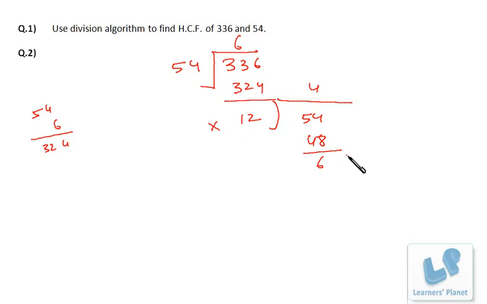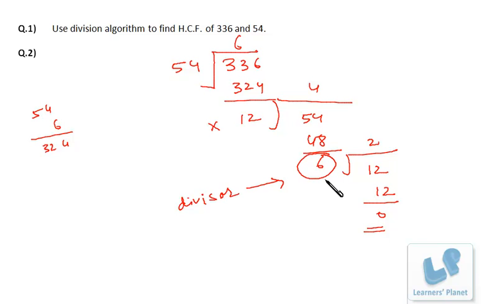Now we put 12 over here and we divide this by this remainder, that is 6. So 6 2s are 12. Now the remainder is 0. So when the remainder is 0, at that time, what was the divisor? It's 6. So 6 is the HCF of 6 and 12. So 6 is the HCF of 12 and 54, and hence 6 is the HCF of 54 and 336. So the HCF of 336 and 54 is 6, right? I hope you are clear.